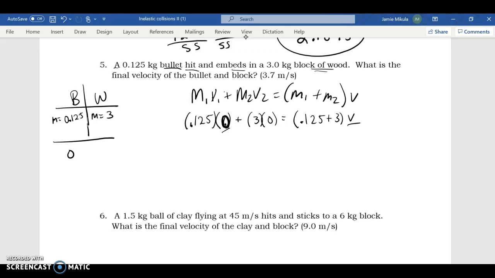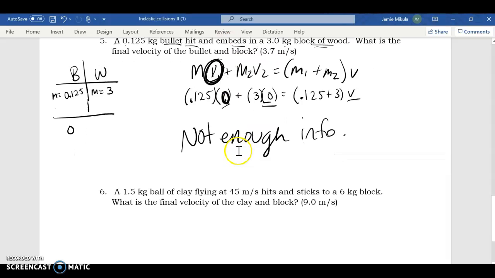A 0.125 bullet hit and embeds in a 3 kilogram block of wood. What is the final velocity? Because he doesn't give us an initial velocity of the bullet, I mean, the wood can be at rest, but because we don't have that, I'm going to go ahead and say not enough info. And if somebody is seeing something I'm not, just let me know. But I don't think we can do that one.